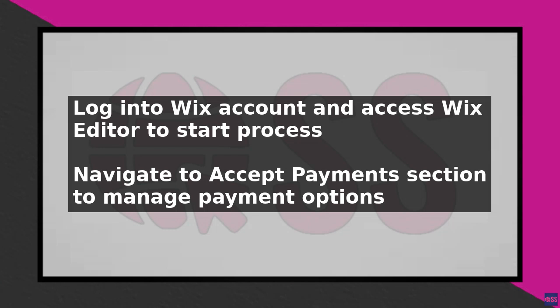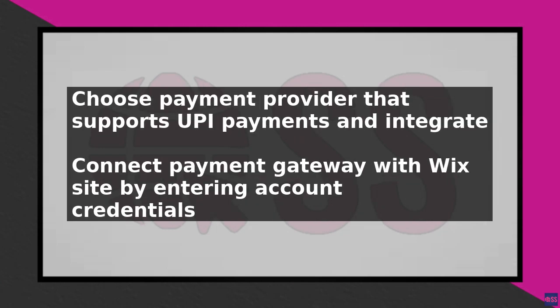Choose the payment provider that supports UPI payments, such as PayU or Razorpay, and click on the Connect button to integrate the payment gateway with your Wix site. You will be redirected to the payment provider's website, where you need to enter your account credentials to authenticate the connection. Once the payment gateway is connected, you need to configure the UPI payment settings.